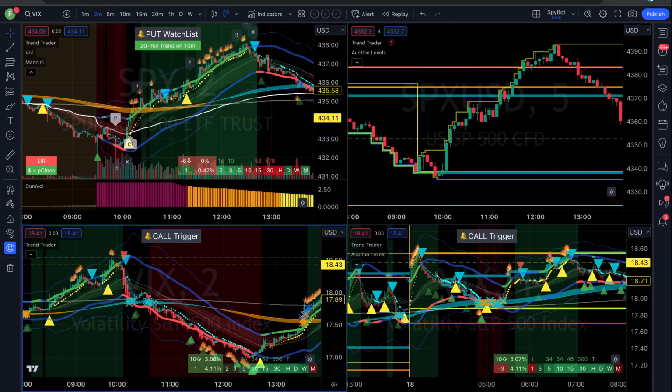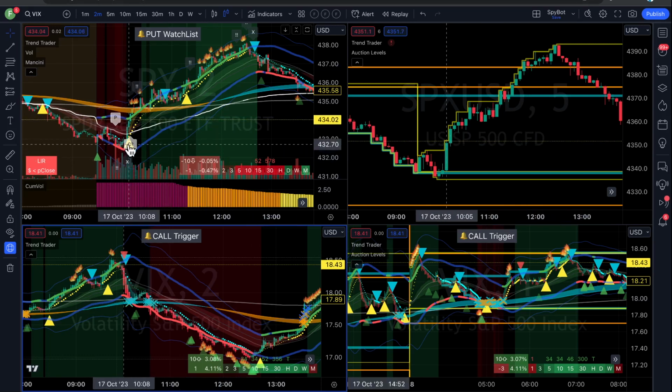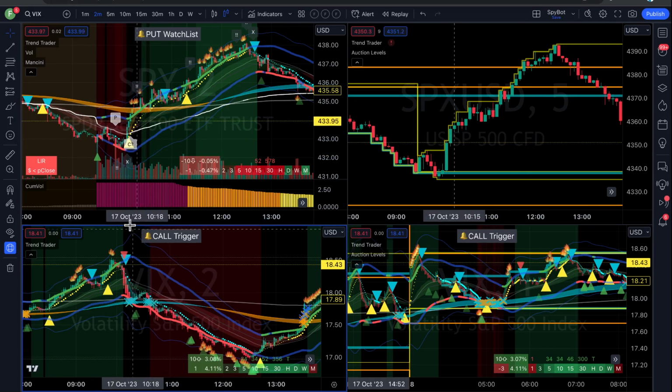Now, when we talk about entries, obviously the better your entry, the better trade you'll have, the less you're going to have to cut. And a lot of people are still having issues with entries. So the best way to look at entries is when you have a technical reason to get in. For example, the indicator says we're going up, VIX says we're going down.